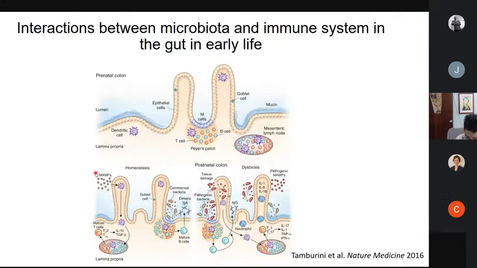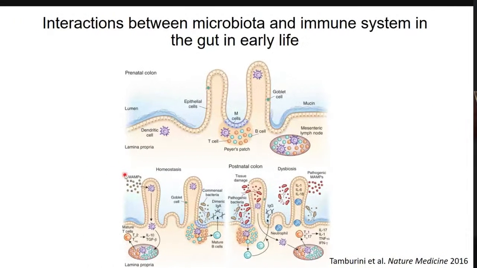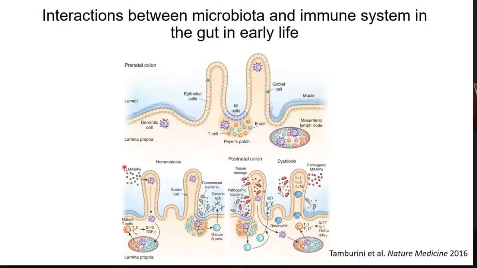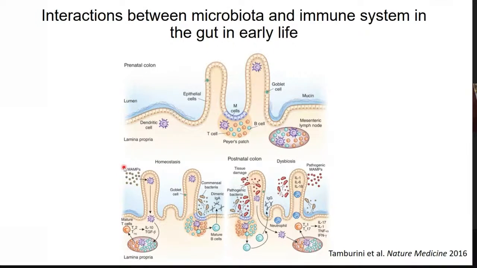There is a long-term interaction between the bacteria and the gut immune systems. As you can see in the upper part of this figure, this shows the prenatal stage, the colon, where there is no bacteria colonized. This is like a germ-free colon. And in the bottom, this is the postnatal colon.